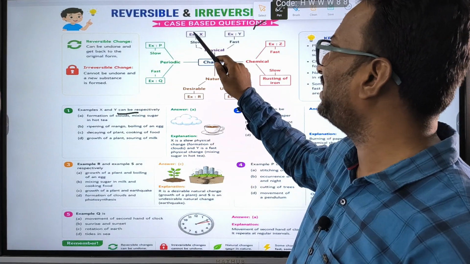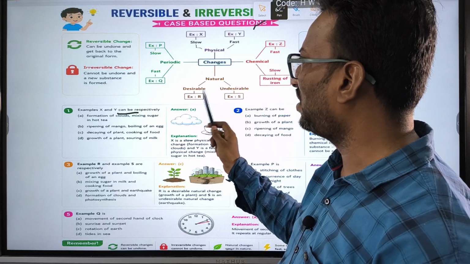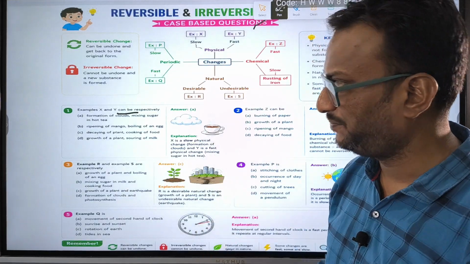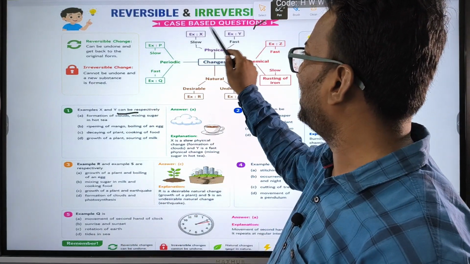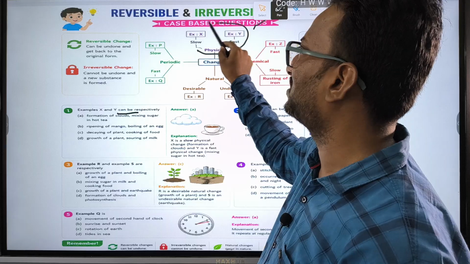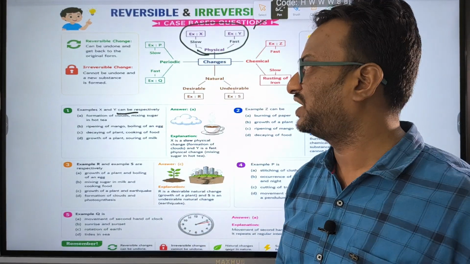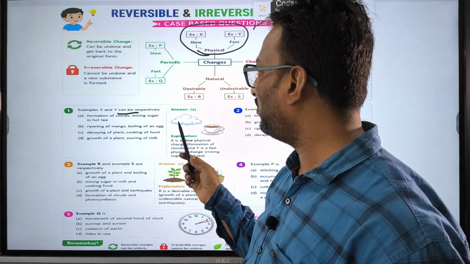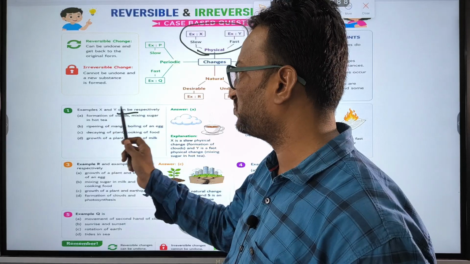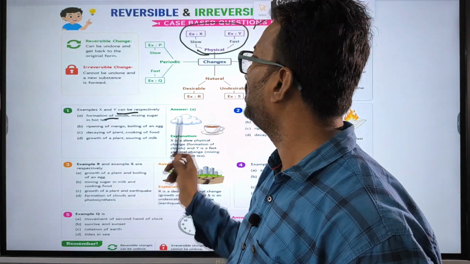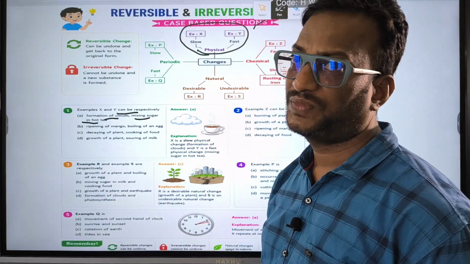See here they have given X, Y, Z. Okay, rusting of iron and S, R, P and Q. It's okay. First we go for X and Y respectively. X and Y, they are physical changes, right? X is a slow change and Y is a fast change. So what is the option? X should be slow. First one is X, formation of clouds. They both should be physical change. Mixing of sugar in hot tea. Yes.